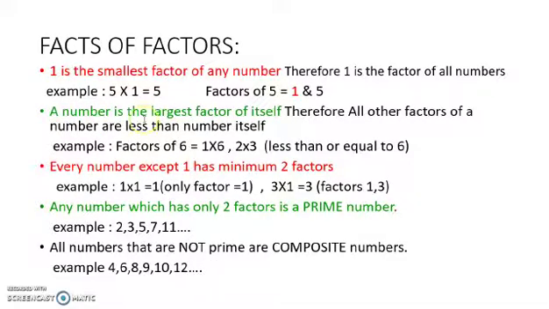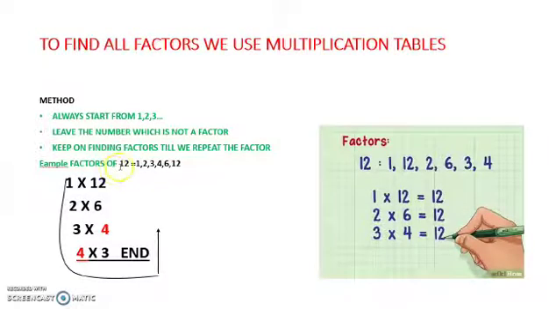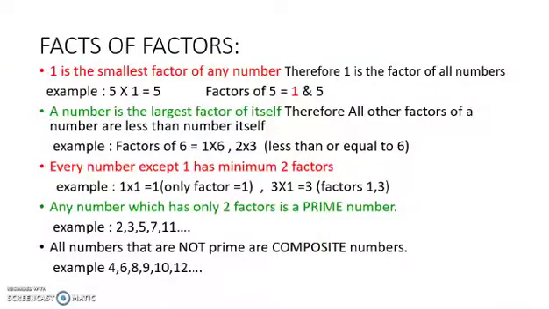Now let me show you some properties of factors which are very important. So we have to learn them and understand them also. 1 is the smallest factor of any number. We have just seen, no matter which number we find out, the smallest factor will be 1 and the biggest factor will be the number itself. In this case, 45 is the number for which we have to find factors. So 1 is the smallest, 45 is the biggest. Here in this case, if we are finding factors of 12, 1 is the smallest and itself 12 is the biggest. So 1 is the smallest factor of any number, and therefore 1 is the factor of all numbers.